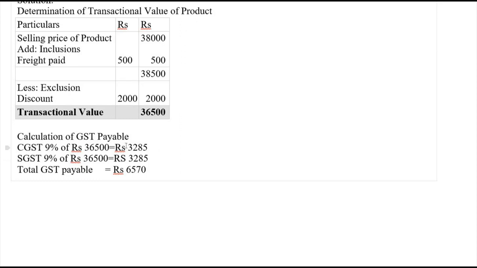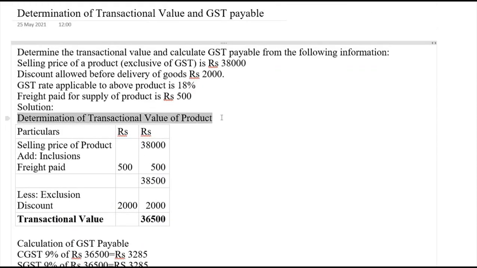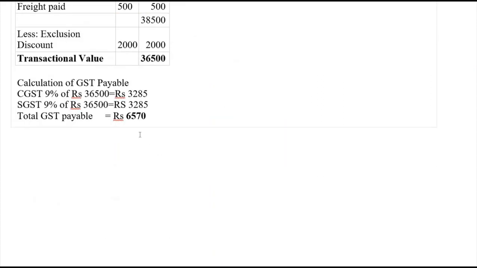So the rate of GST will remain the same here. The total GST payable will be 6,570. So this is how we need to determine the transaction value. Transaction value can be also asked as assessable value. Thank you. It's an example of determination of transactional value and GST payable.